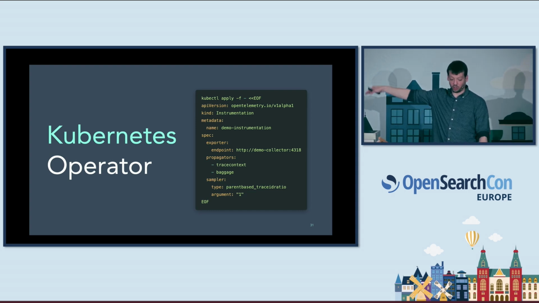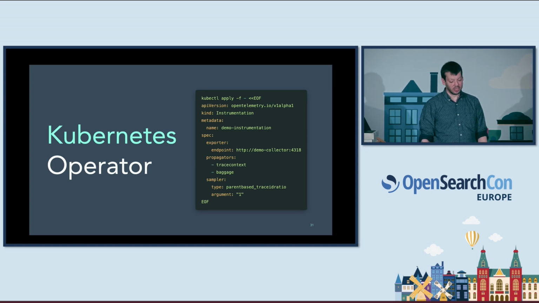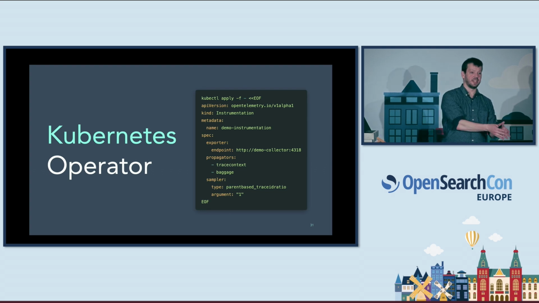And you have full access to all of the configuration that you would normally have with the OpenTelemetry SDKs here. Because at the end of the day, that's what the auto-instrumentation is doing. Here, it's injecting the SDKs as well as the relevant instrumentation libraries.